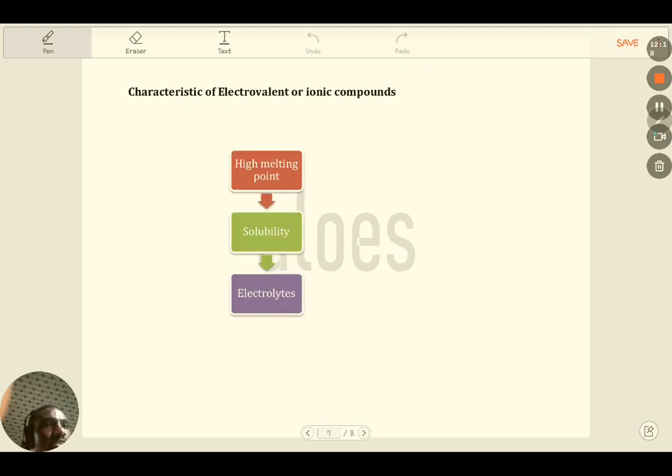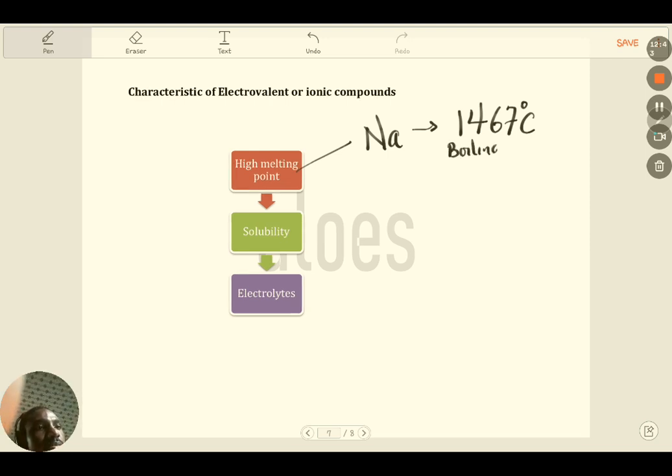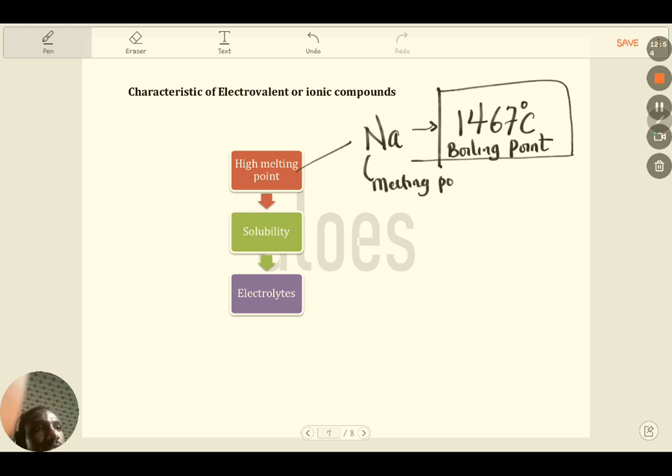Now, what are the characteristics of ionic or electrovalent bonds? Because of the strength of this bond, they usually have a very high melting point. For example, sodium chloride has a boiling point of 1467 degrees Celsius. Boiling point, and that is very high. And the melting point for sodium chloride is also very high. That's 801 degrees Celsius.